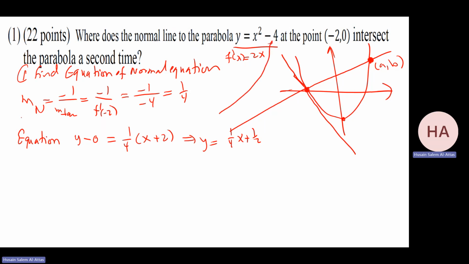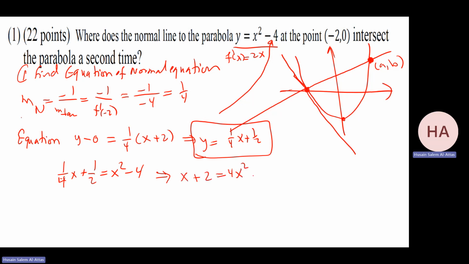I plug it there. So I have 1 over 4 x plus half equals x squared minus 4, to find the intersection between the curve and the normal line. This is the normal line. So multiply by 4. I have x plus 2 equals 4x squared minus 16. So I have 4x squared minus x minus 18 equals 0.